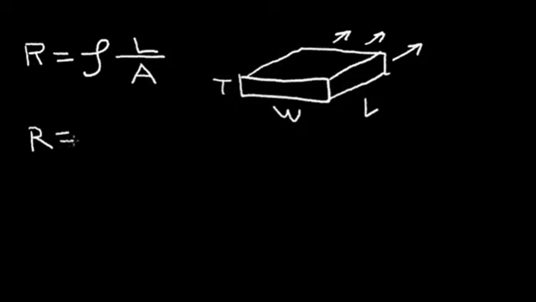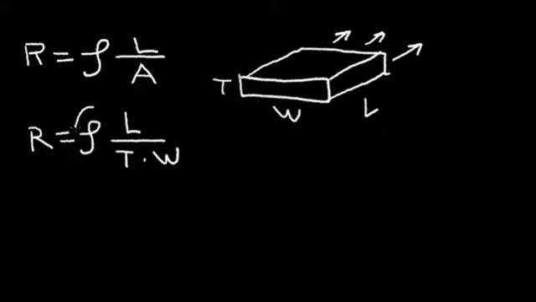So let's rewrite this equation for this particular sheet of material. The resistance is equal to the resistivity of the material times the length in the direction of the current flow, and in this case it's divided by T times W, which is the cross-section that the current flows through.